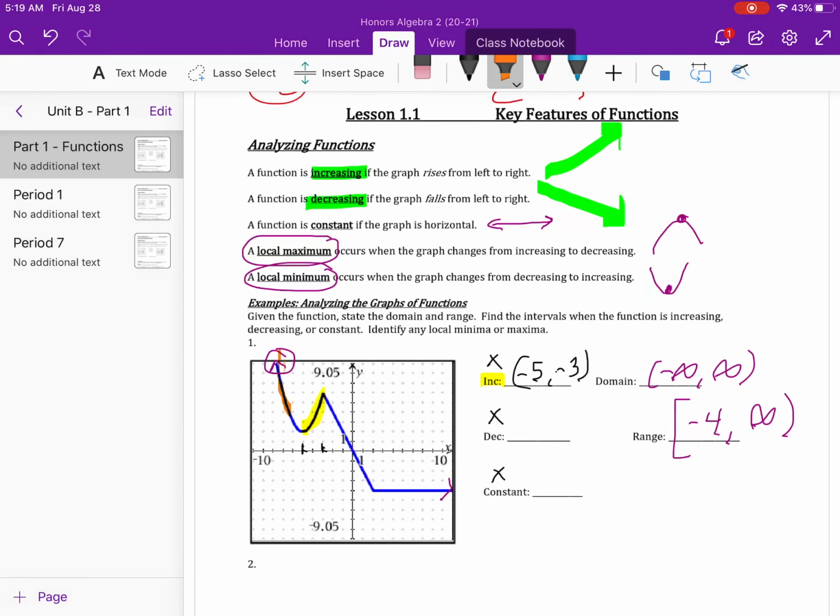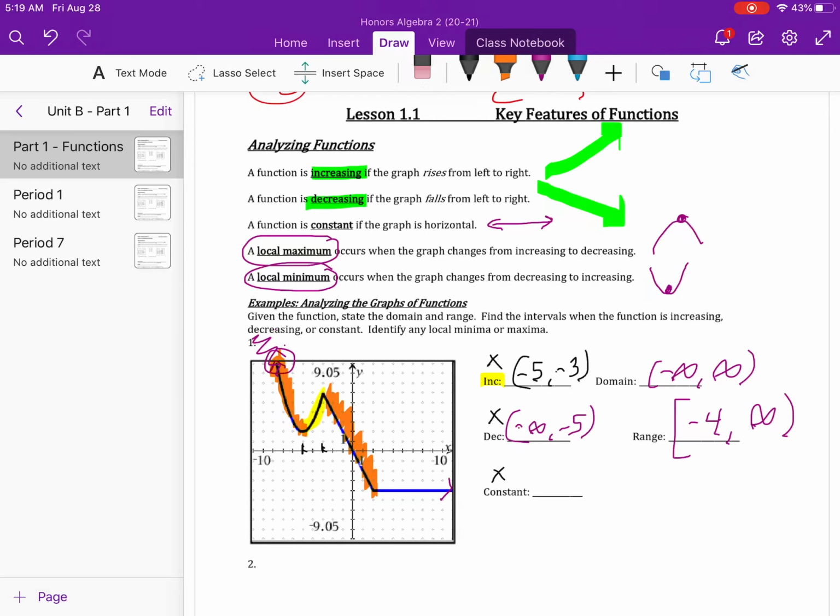So now let's look at decreasing. So when are we going downhill? So let's see, we're going downhill here, here, here, here, and then we're going downhill again all right here. And again, we're looking at the x intervals. So it's decreasing this whole time until we hit negative 5. So what we're going to say is from negative infinity until negative 5, it is decreasing.